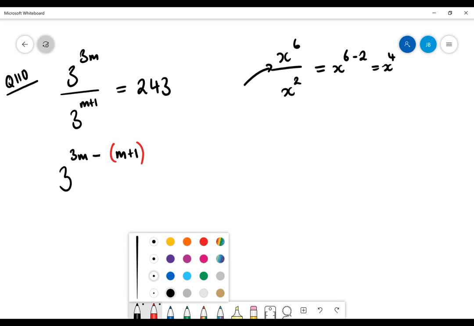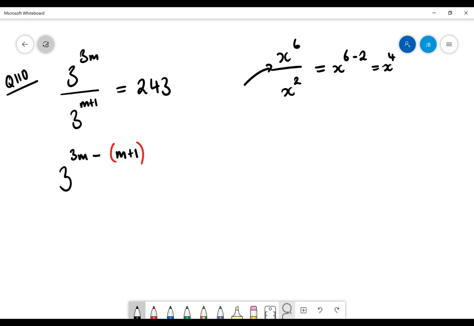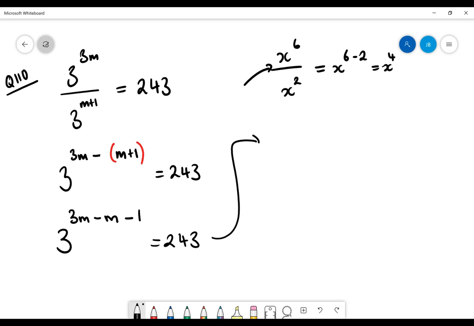then you'll see on my next line, remember that this is still equal to 243, that this will become 3 to the power of 3m minus m, but I'm still subtracting that plus 1, so that's minus 1, which will give me a very different answer. That's still equal to 243. I'm going to continue the problem over here. This becomes 3 to the power of 2m minus 1.